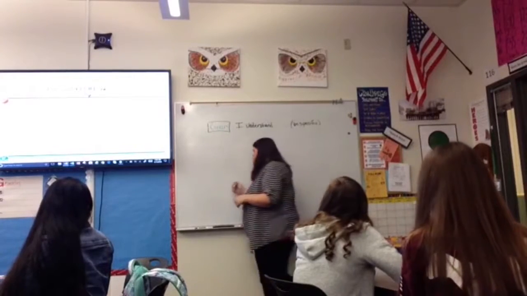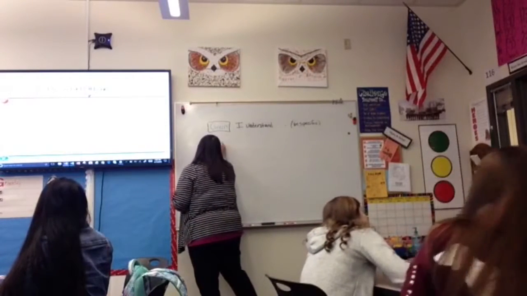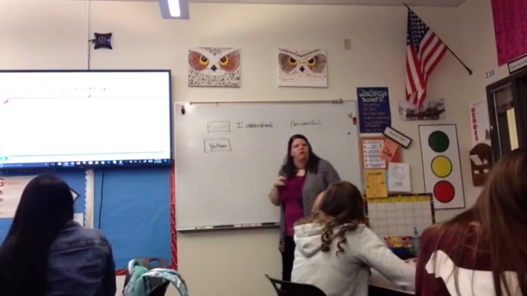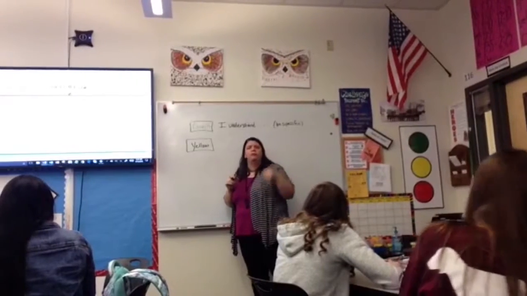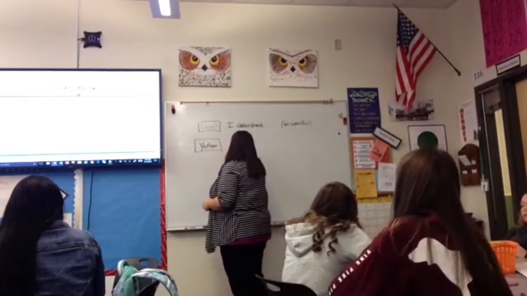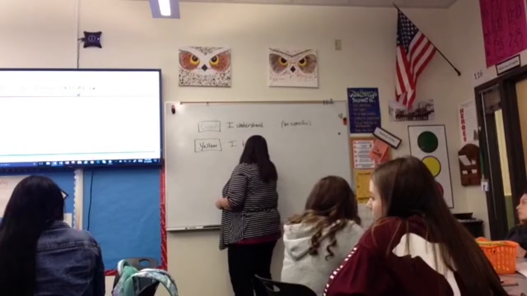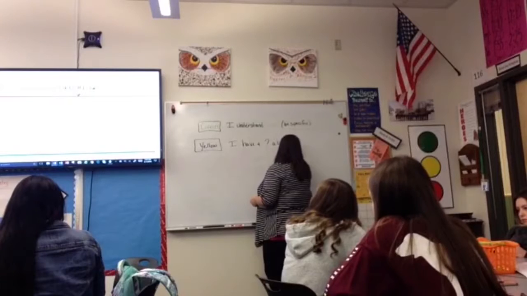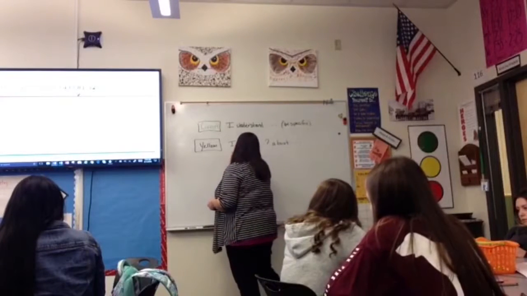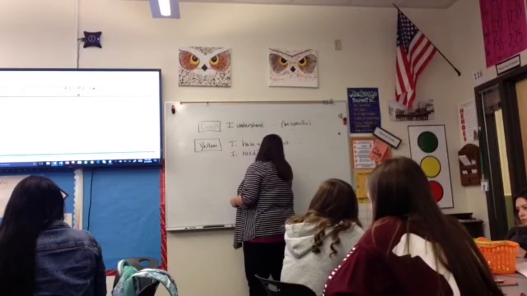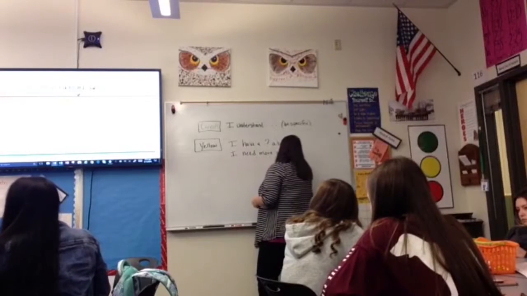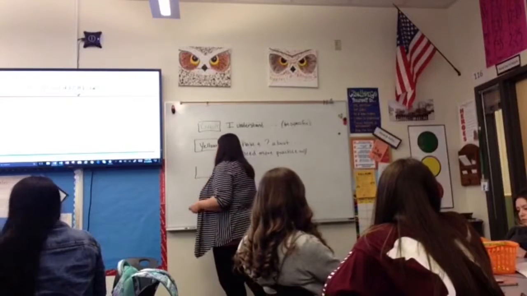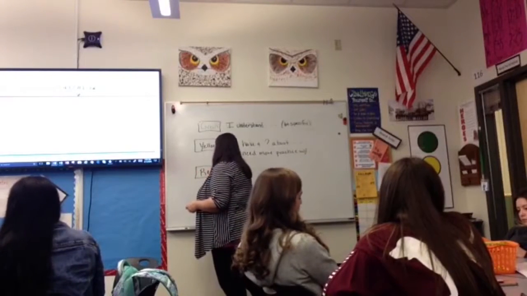Or you're going to give me a yellow. You might still have a pretty good understanding if you're a yellow, but maybe you have a question or you need more practice with something. So this would be, I have a question about, and you're going to write your question, or I need more practice with. Or you were red.